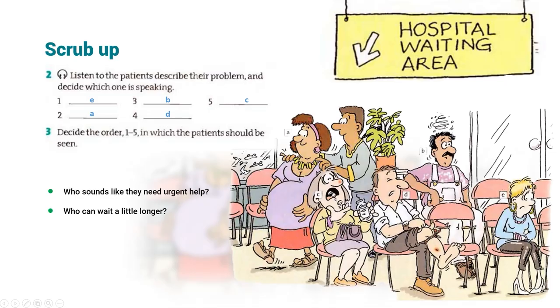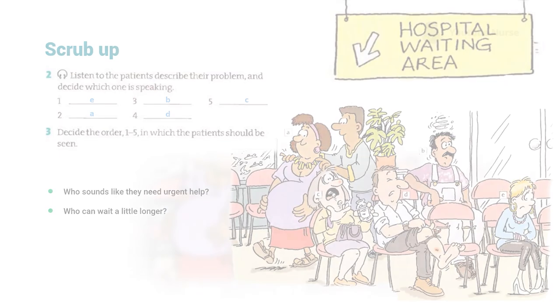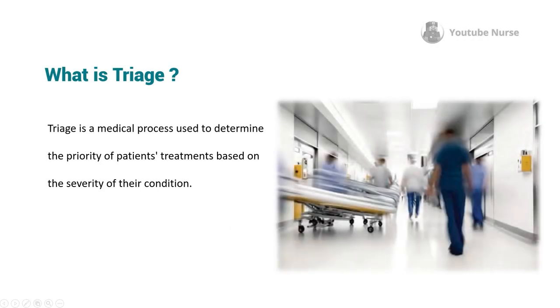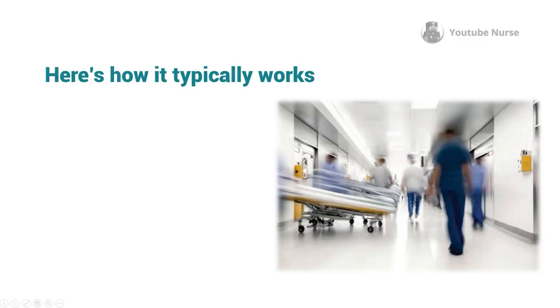Let's talk a little about triage. Triage is a medical process used to determine the priority of patients' treatments based on the severity of their condition. It's commonly applied in emergency situations, hospitals, or disaster scenarios where healthcare professionals must decide who needs immediate care and who can wait. The term comes from the French word trier, which means to sort. Here's how it typically works. Assessment. Patients are quickly assessed for vital signs, symptoms, and overall stability.